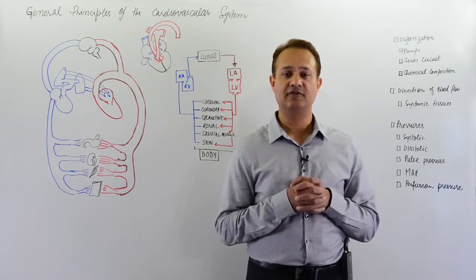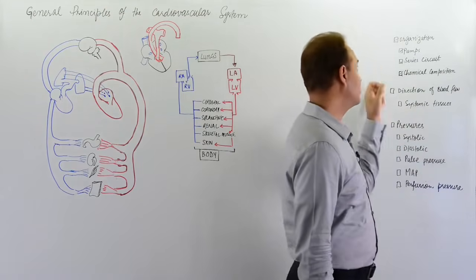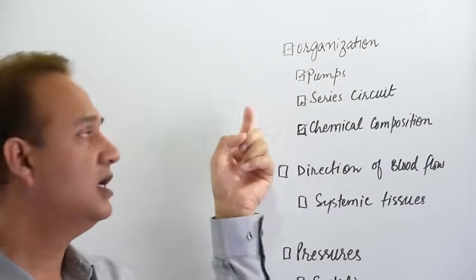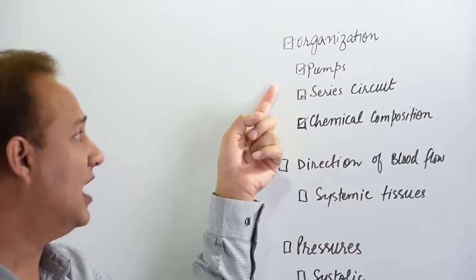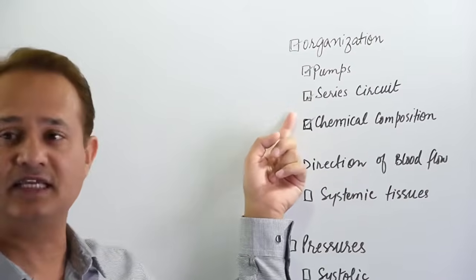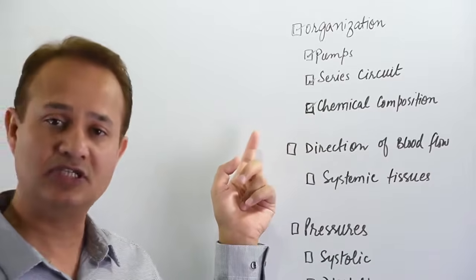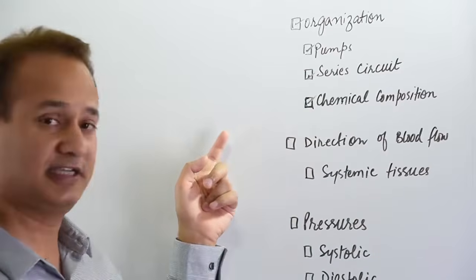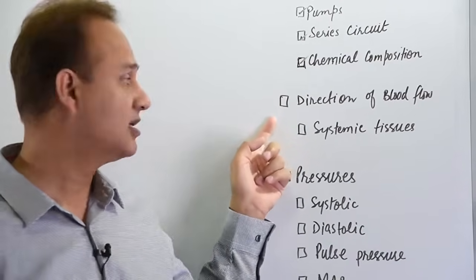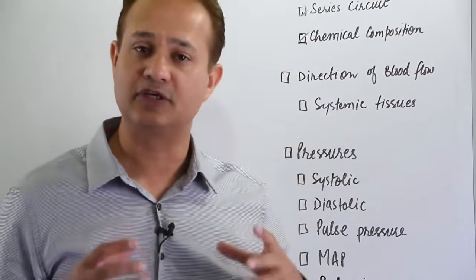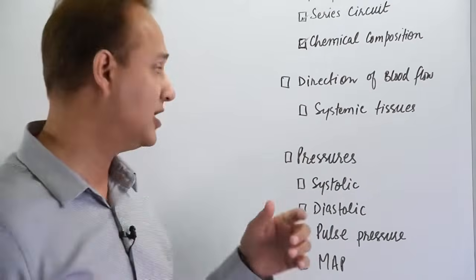This is the first lecture in the cardiovascular system physiology, the general principles. The topics that we'll cover today are going to be pretty simple. It is a start of the CVS. So the organization of the cardiovascular system, the heart as two separate pumps, the series and parallel circuits in the CVS, the chemical composition or the oxygen and carbon dioxide levels at various parts in the cardiovascular channel, direction of the blood flow in this circuit, and what do we mean by the systemic tissue and what are the systemic tissues. This is really important. You'll use this term throughout your medical career.